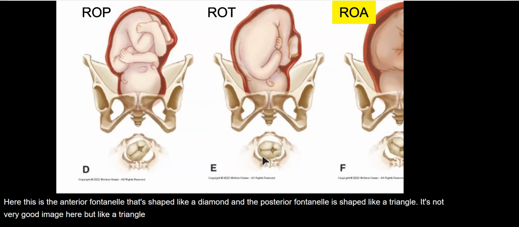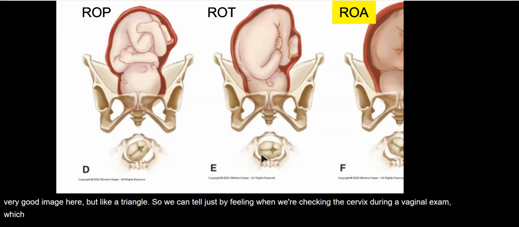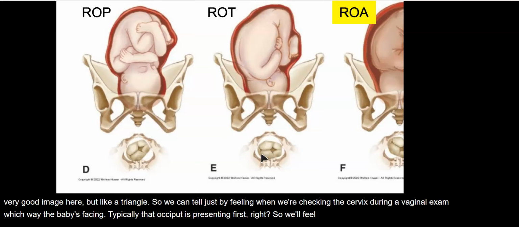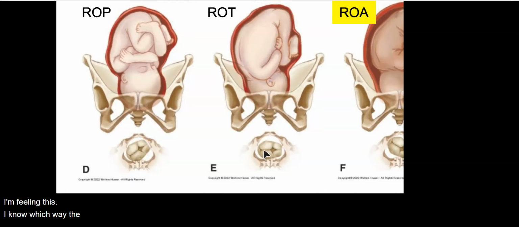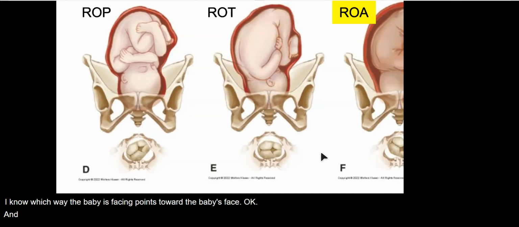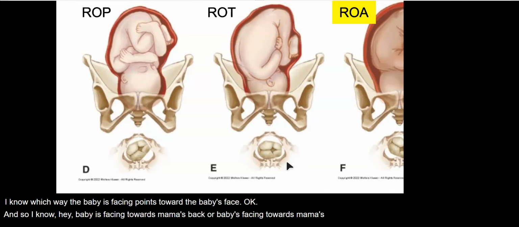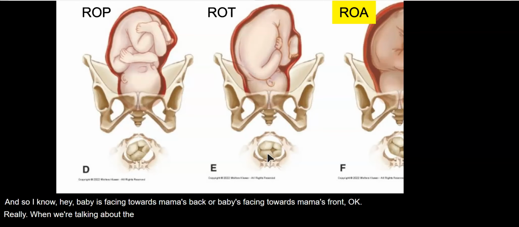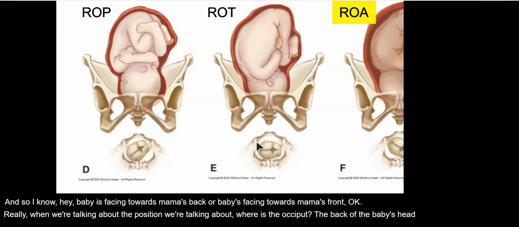So we can tell just by feeling when we're checking the cervix during a vaginal exam which way the baby's facing. Typically, that occiput is presenting first, right? So we'll feel a triangle. The triangle points, when I'm feeling this, how I know which way the baby's facing, points toward the baby's face, okay? And so I know, hey, baby is facing toward mama's back, or baby's facing towards mama's front, okay? Really, when we're talking about the position, we're talking about where is the occiput, the back of the baby's head, in relationship to the mama.